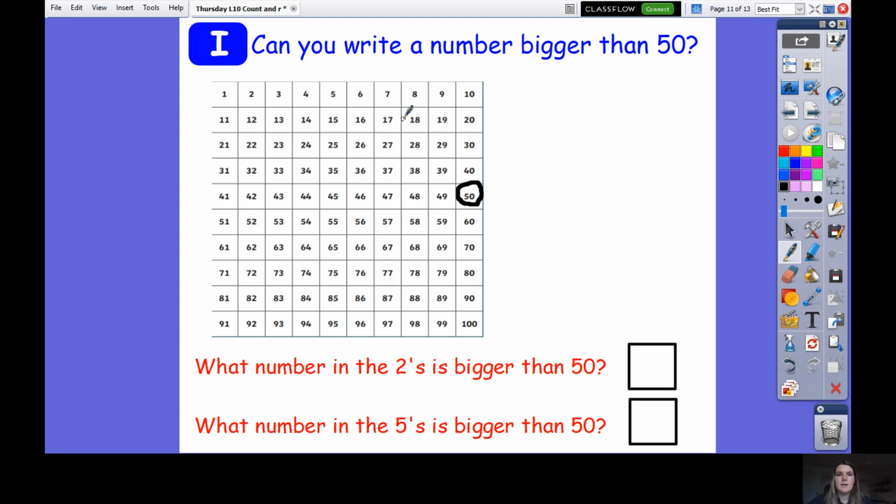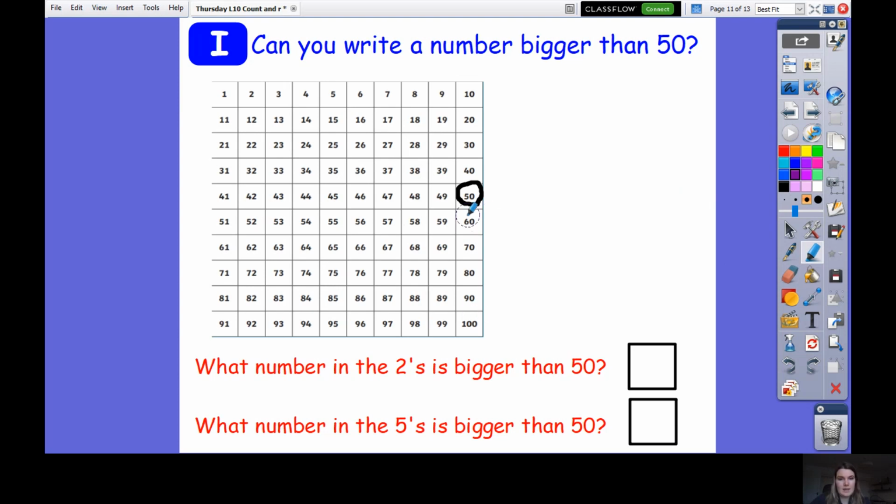So will it be on this side of the grid or this side of the grid? It'll be on the bottom of the grid because we need to count bigger than 50, which means it would be either 51 up to 100. Okay, so I want a number in my 2s. And I'm going to pick a number at random in my 2s. Okay. What clues do I remember about my 2s that could help me? They always skip a number. Very good. What else do they do? They're always even numbers, so I can't do an odd number. Okay. And what else?